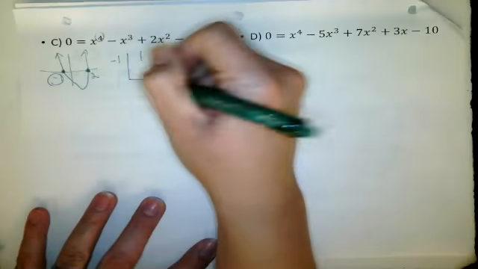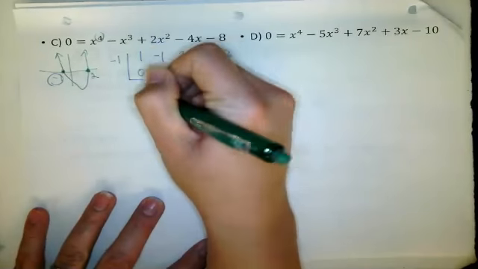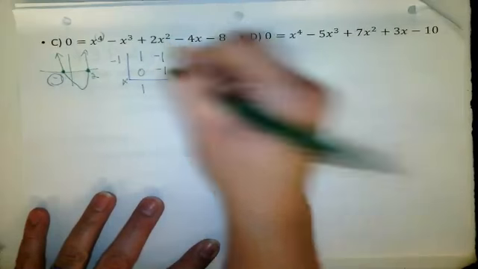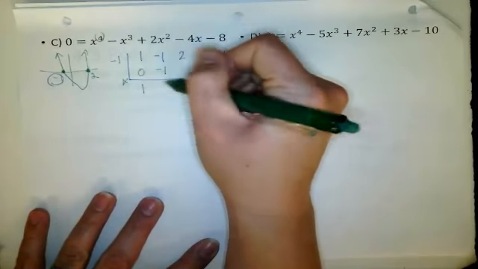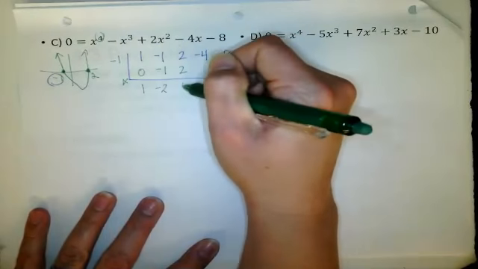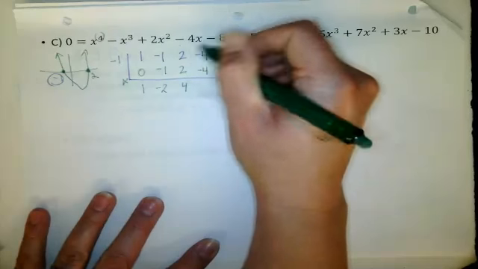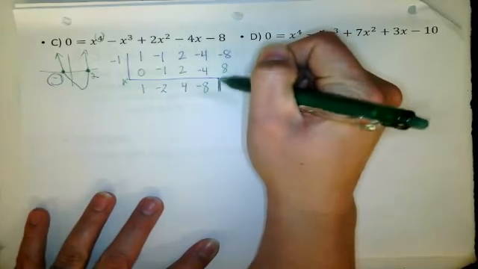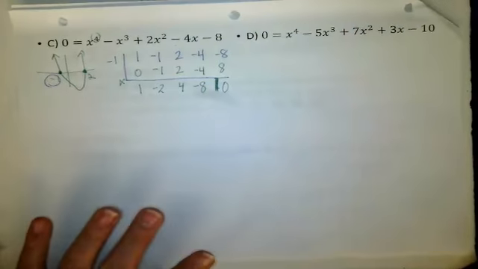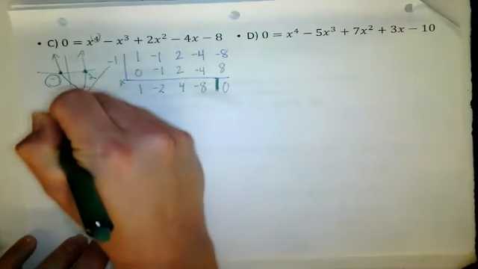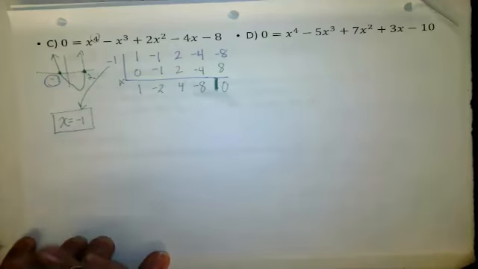And we're going to combine and multiply again. So combining, we get 1. Multiply, we get... Now 1. Combine, -2. Multiply, -2. Combine, 4. Multiply, -4. Combine, 8... All right. Well, that's interesting. So we just proved that because we had a remainder 0, x equals -1 is one of our solutions. We knew that from the graph as well.